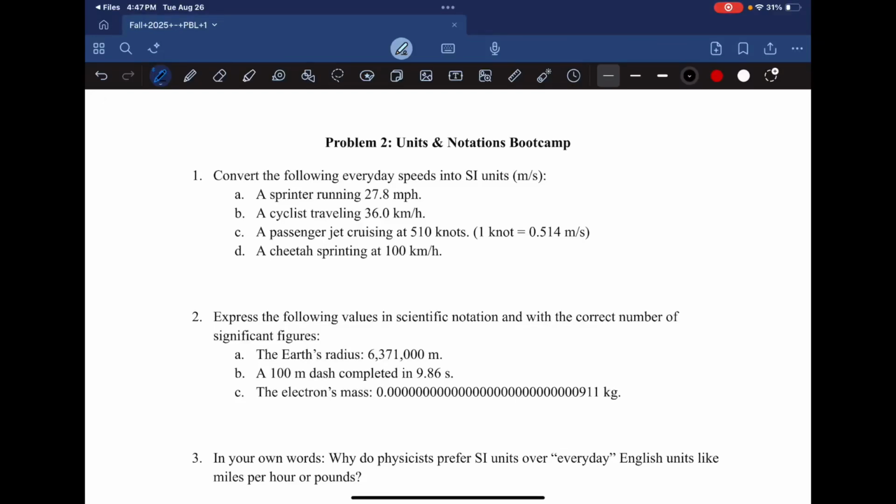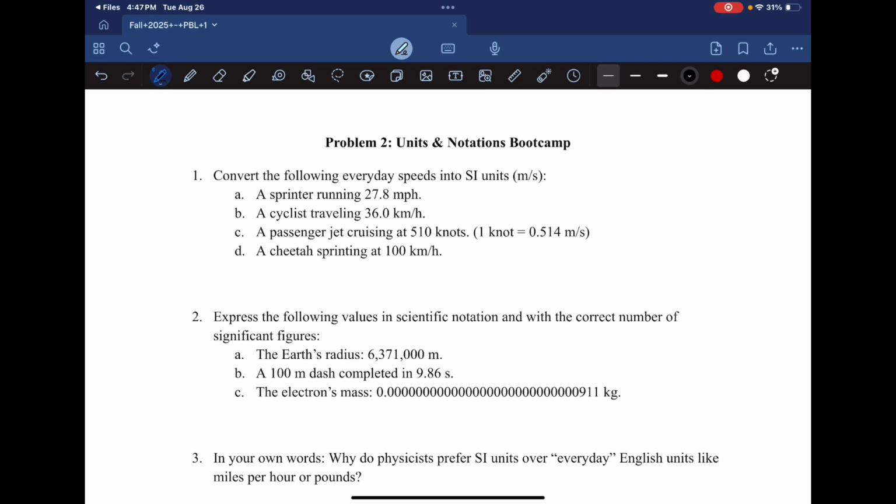Hello everybody, I've got another physics video here today. Today I'm going to be going over units and notations, some algebra, exponents, kind of just a little bit of trigonometry too. Really just an intro to everything you need for Physics 1. So to start out, we're going to start with units and notations.